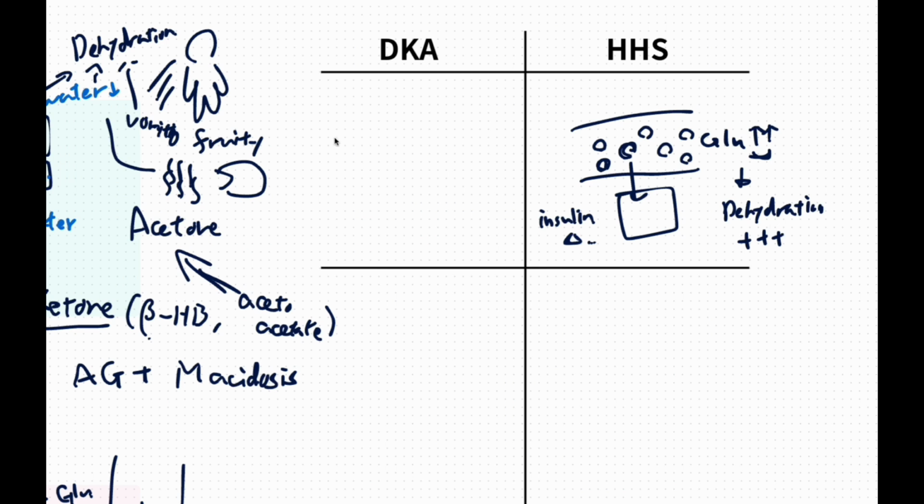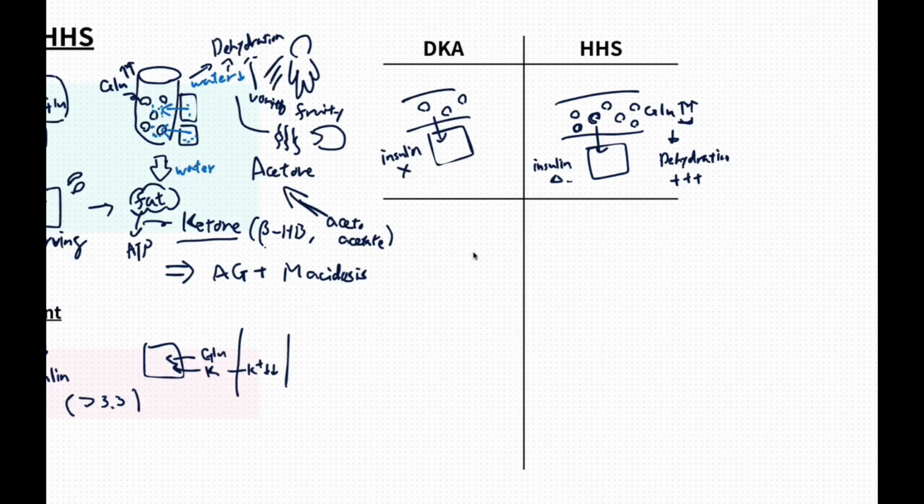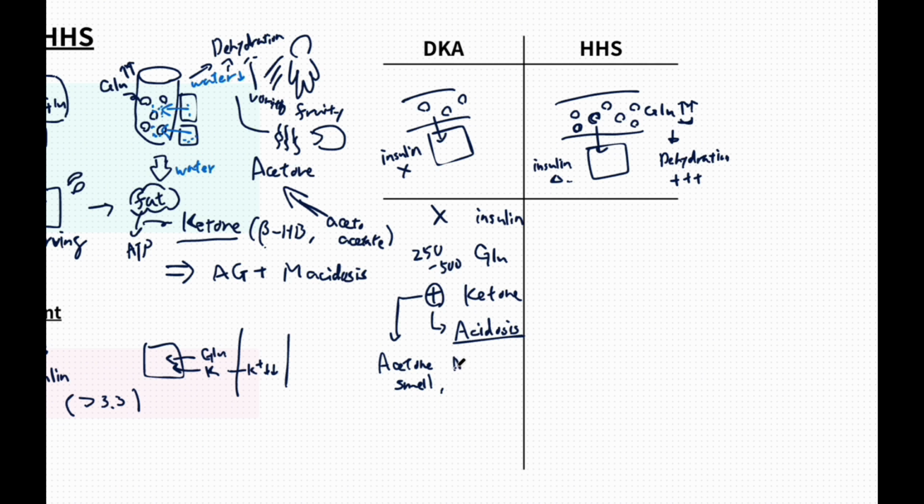Let's summarize the essential contrasts. In DKA, almost no insulin, and ketone production causes acidosis. Glucose typically around 250 to 500. Acetone smell, abdominal pain, and vomiting are caused by acidosis. Onset within hours. More common in type 1 diabetes.